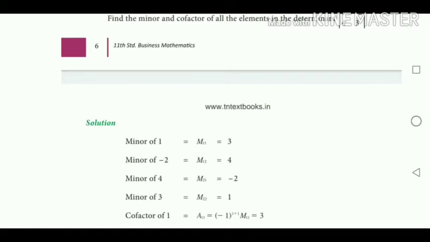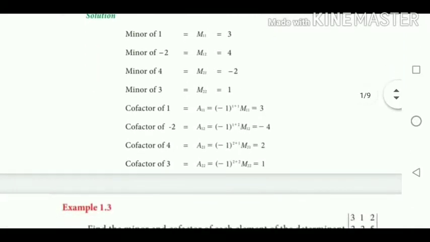Next, we are going to see the cofactor of the second element. The cofactor of the second element, minus 2, that is a12, is minus 1 power 1 plus 2. a12 is first row second column, therefore 1 plus 2 is 3, minus 1 power 3 becomes minus 1. Minus 1 into the minor of minus 2, which is 4, minus 1 into 4 becomes minus 4.